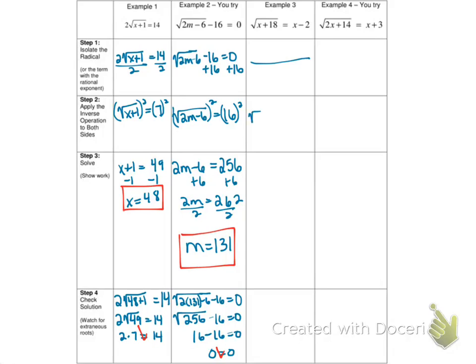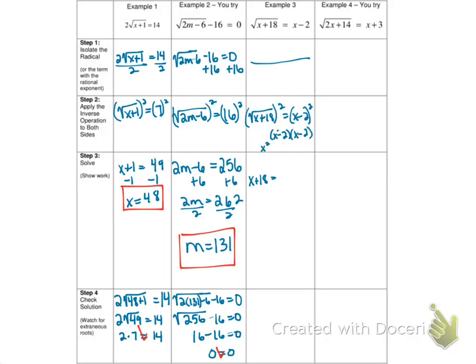So right here, I was doing the square root of x plus 18 equals x minus 2, and I have to square both sides. So when I do that, I end up squaring a binomial, x minus 2 times x minus 2. So I need to figure out what that is. So remember, I write it 2 times, and then how many times am I going to multiply?